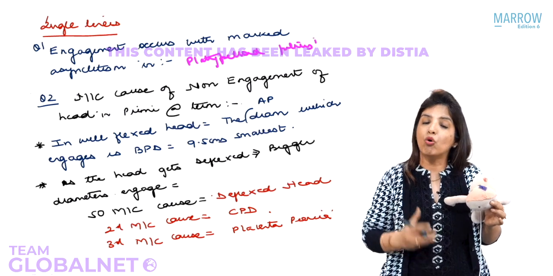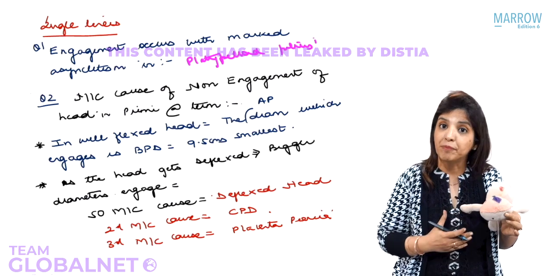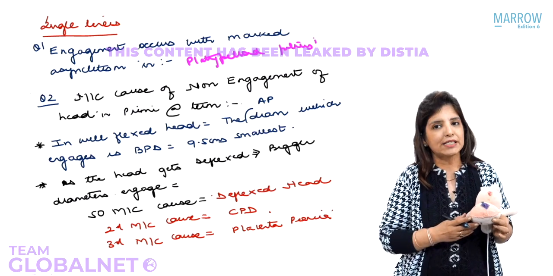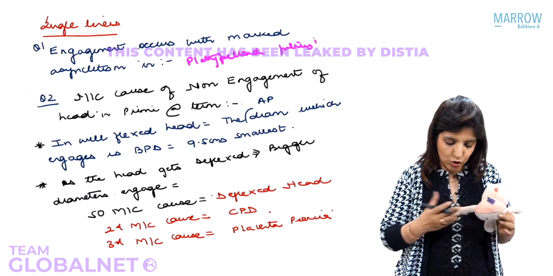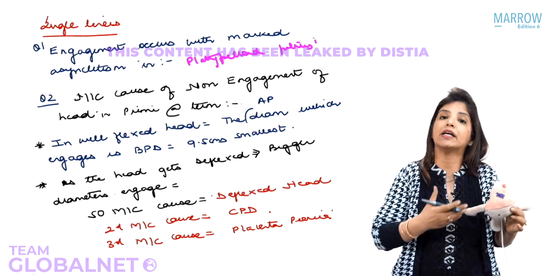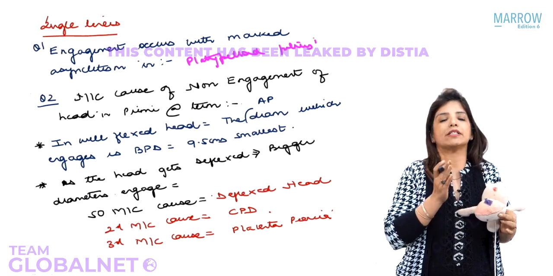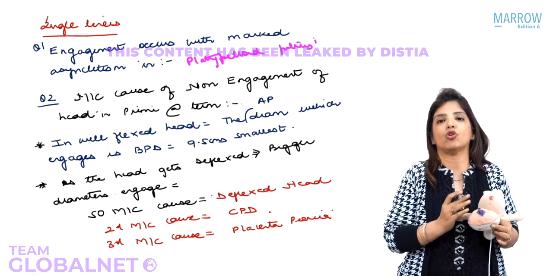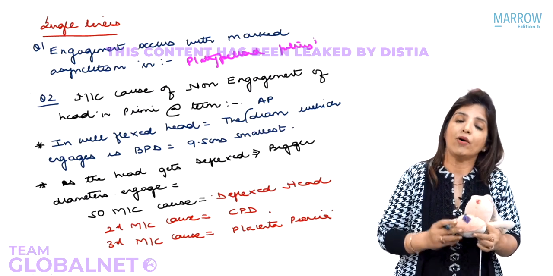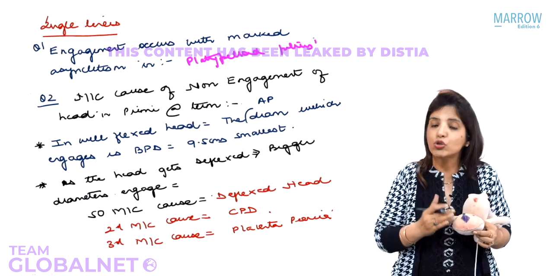Question number 2. What is the most common cause of deflexed head in a primigravida female at term? So, in a well-flexed head, I told you the AP diameter which engages is the biparietal diameter, which is 9.5 centimeters, and that is absolutely normal. Now, as the head gets deflexed, the bigger diameters engage, and bigger diameters will take a longer time to engage. That is why the most common cause for non-engagement of fetal head in a primigravida female is a deflexed head. Now, either you say it's a deflexed head or you say it is occipito-posterior position. That's the most common cause.